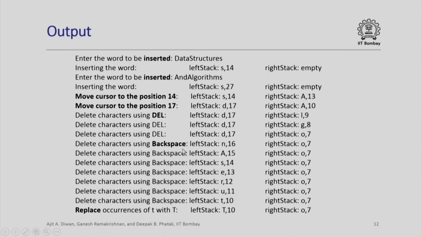Now, if I delete characters using backspace, notice that the size of the left stack gets reduced, and every time the character that is going out is displayed here. So, just as I had displayed here LGO, similarly here I will display DNASERU. Okay. Now, I am into the activity of replacing all small t with capital T. So, see what is happening. Every time it notices a t, it deletes the character using backspace replace. So, t gets deleted, but small t gets replaced with capital T. So, in the left stack I insert a capital T.